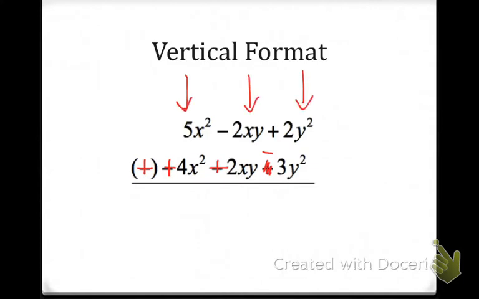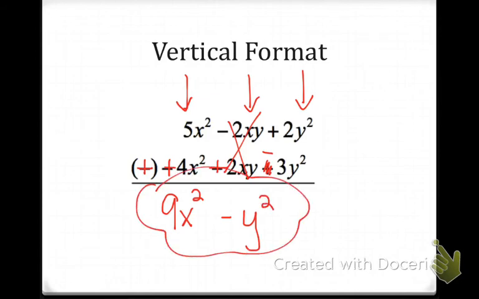So 5 plus 4 would be 9x squared. Negative 2xy plus 2xy, they would cancel, it would be 0. 2y squared minus 3y squared would be minus 1y squared. So this produces a binomial, degree 2, leading coefficient of 9.